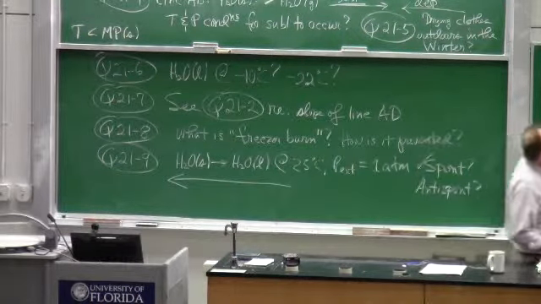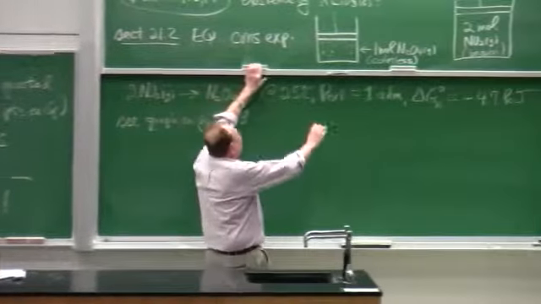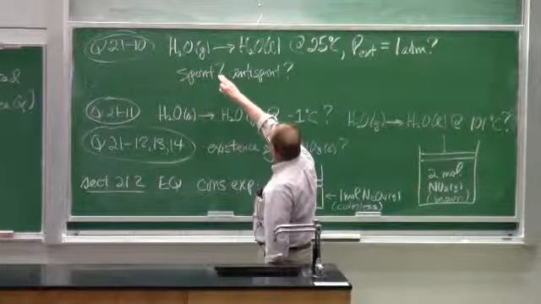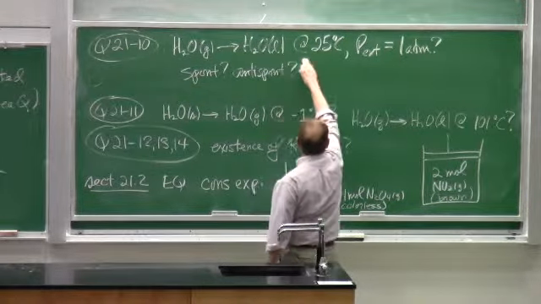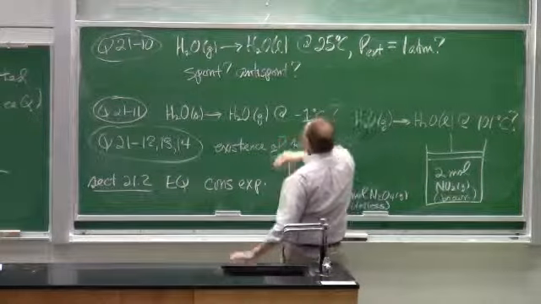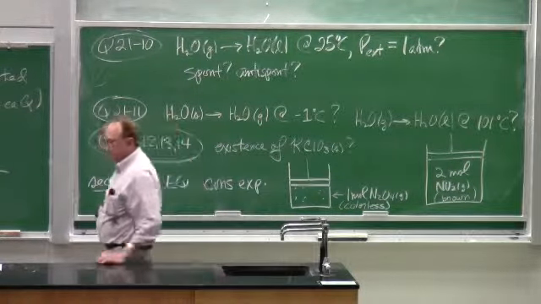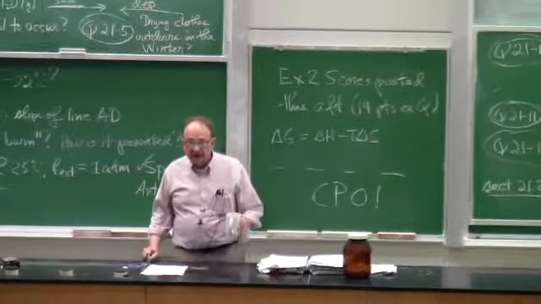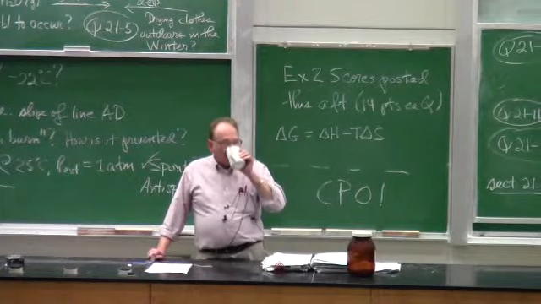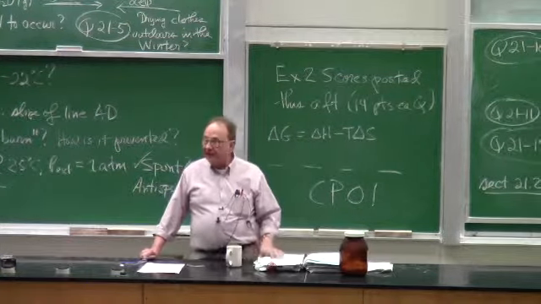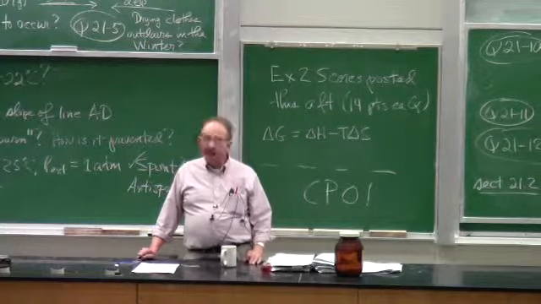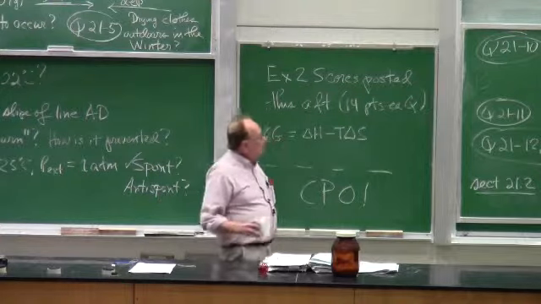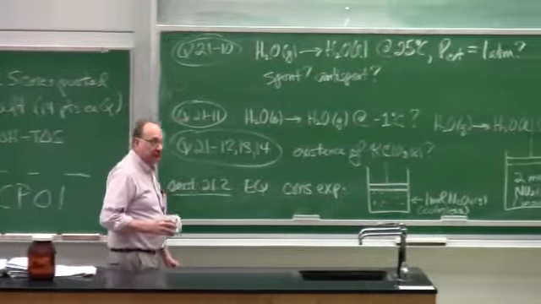Now, to continue with similar considerations. Water gas becoming water liquid. At 25 centigrade, P external equals 1 atmosphere. What do you think about this transformation? Think it's spontaneous? Do you think it's anti-spontaneous? Do you think instead it might be equilibrium? If it's equilibrium, then partial pressure water vapor equals vapor pressure water liquid.